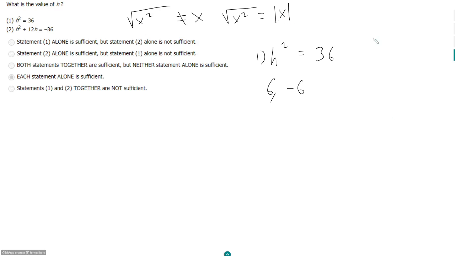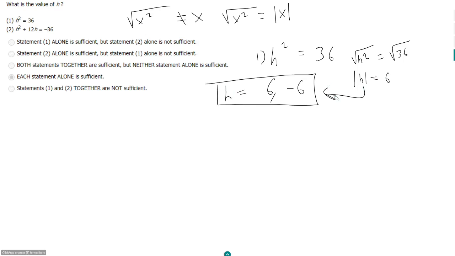And so if I were to take the square root of each side here, I would get the absolute value of h is equal to 6, which would get me to h is either positive or negative 6. So this is insufficient because we got two possible values.